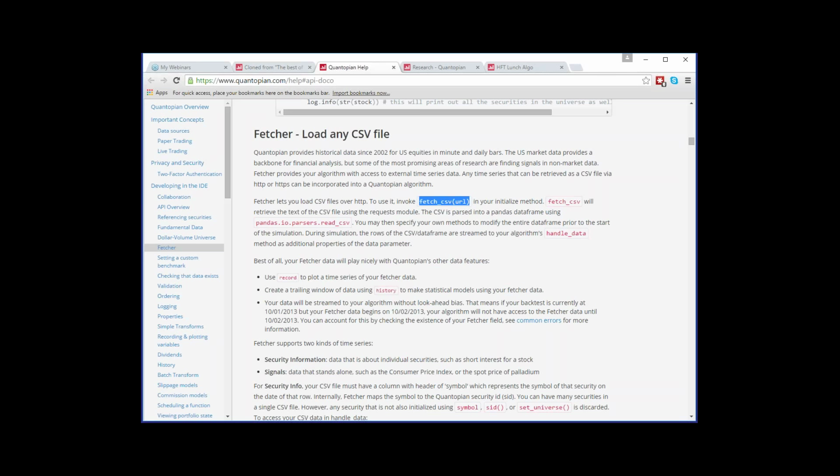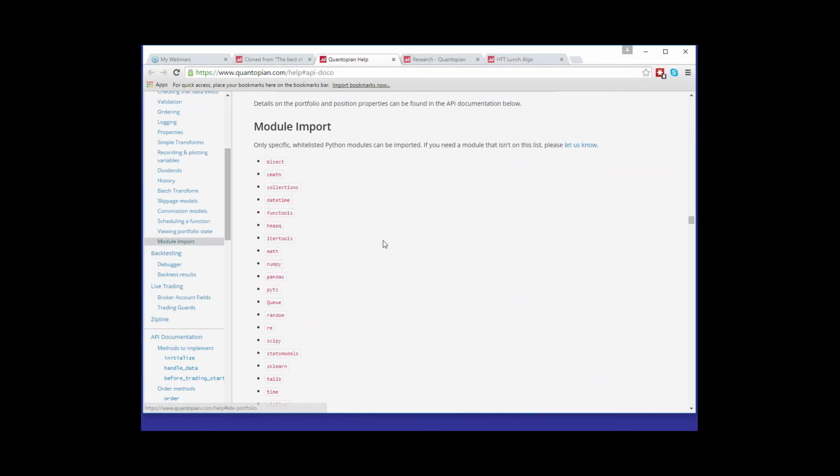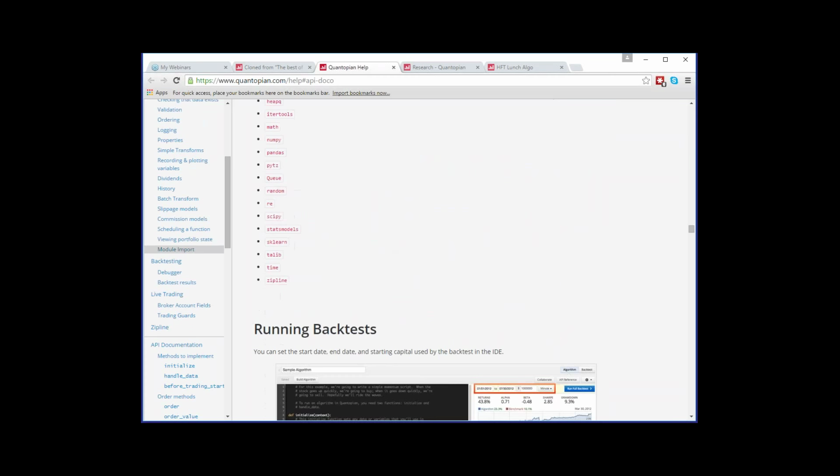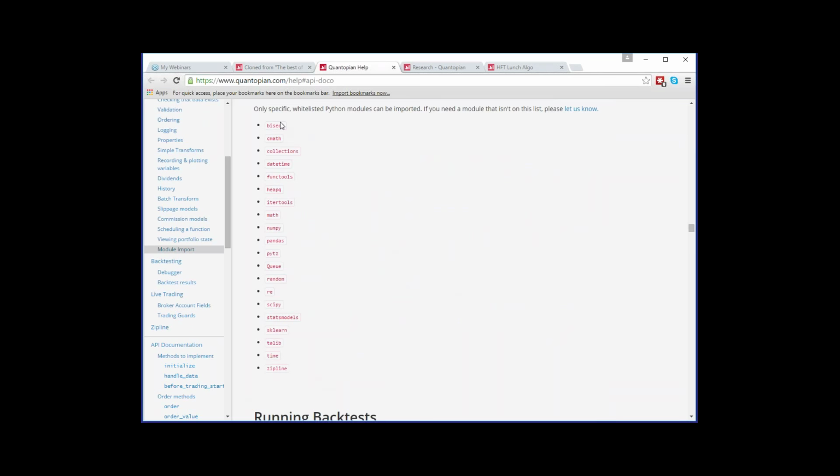And the available libraries are also on the same page. We have module import, and these are the current whitelisted modules, the libraries available. I believe there are actually some others that are not on here, but these are the ones that are currently available for import that you can use within the backtesting and research environments.